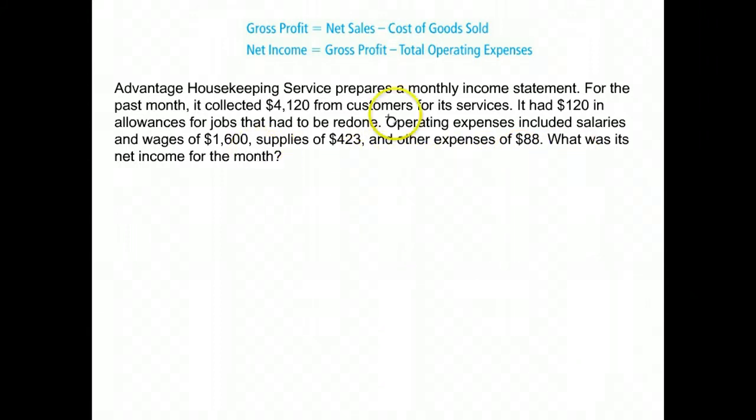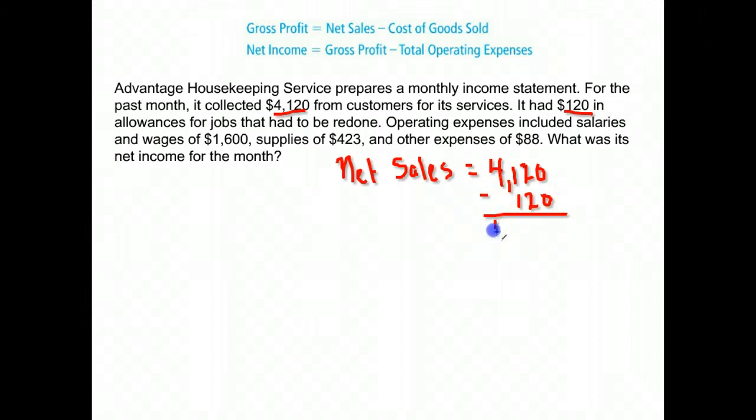So again, we need net income. So first we have to find our net sales. Okay, to find our net sales, we take the total sales. They have collected $4,120 from customers, minus any returns. So this is kind of a return because those are going to have to be redone. They weren't done right the first time, so it's kind of like a refund. They're doing it for free again. So we take $4,120 minus our return or allowances of $120. That's our net sales.